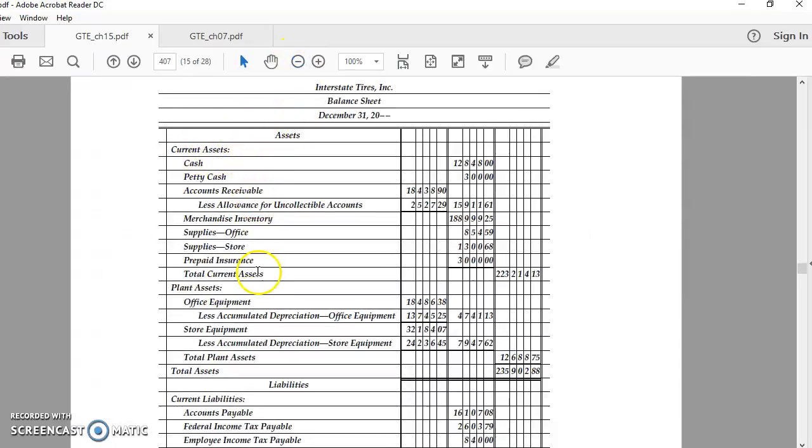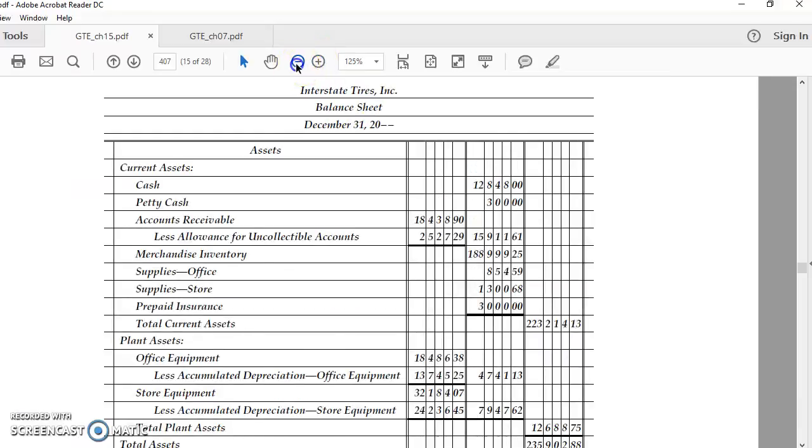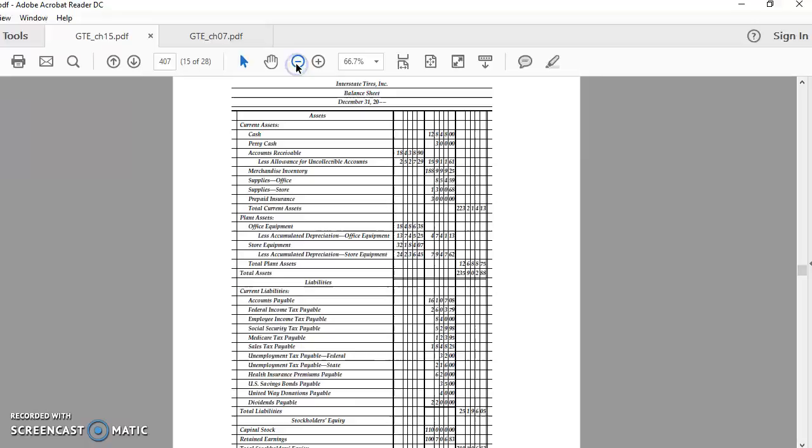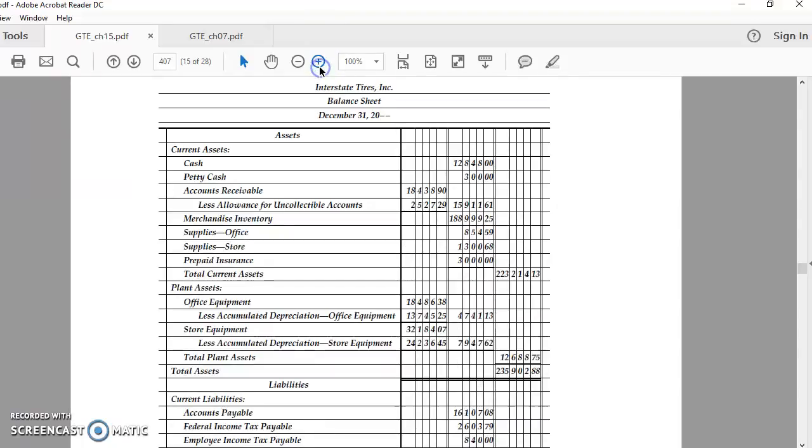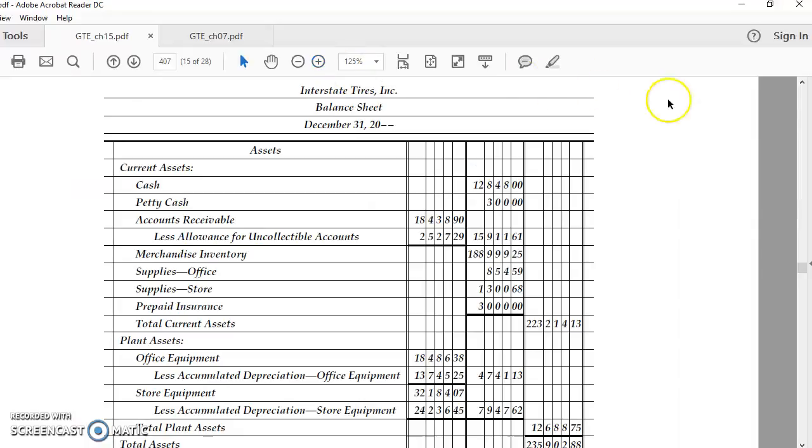When you look at the big picture of a balance sheet, you can see we have our total assets, we have our total liabilities, and then we have our stockholders' equity. Assets, liabilities, stockholders' equity. So I want to pan in closer here, and today we're just going to do our total assets.